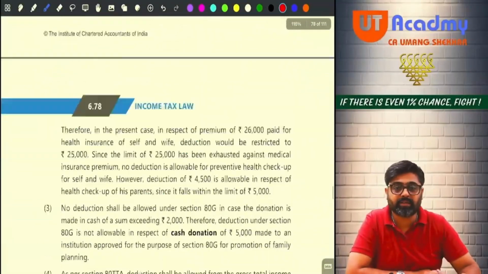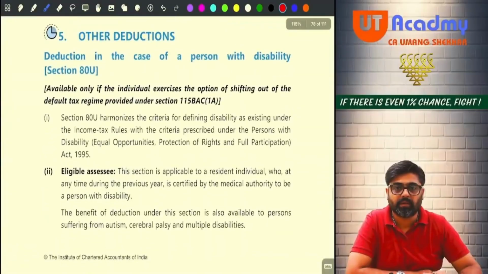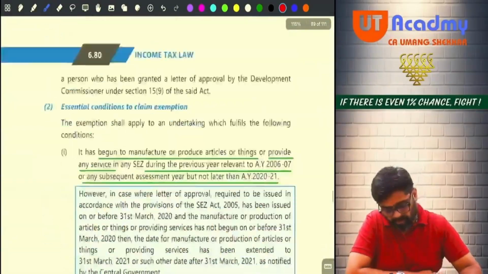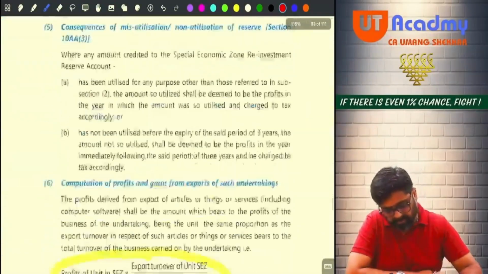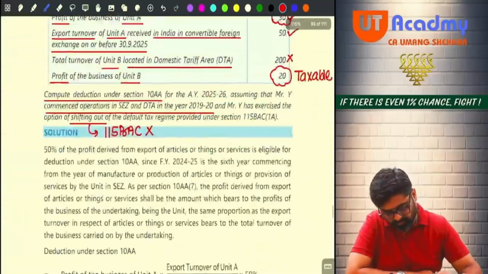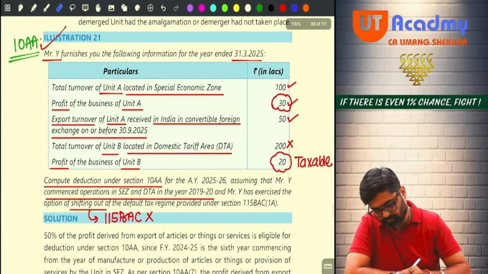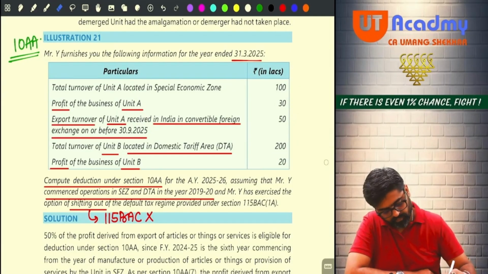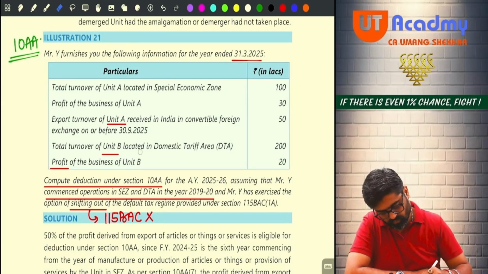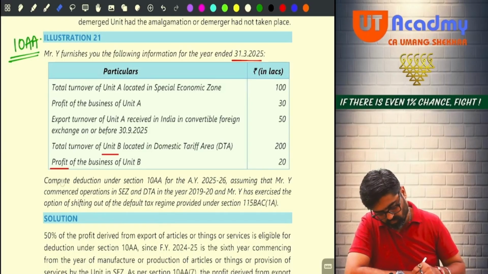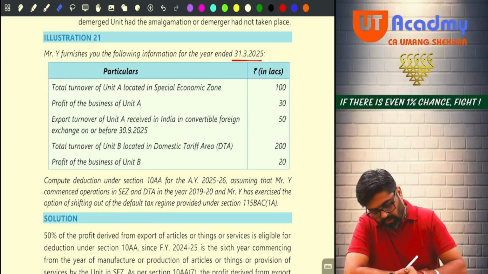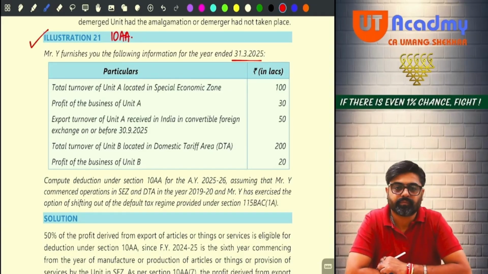Come to your deductions chapter. In your deductions chapter, there is illustration number 21. This illustration number 21 is based on 10AA.